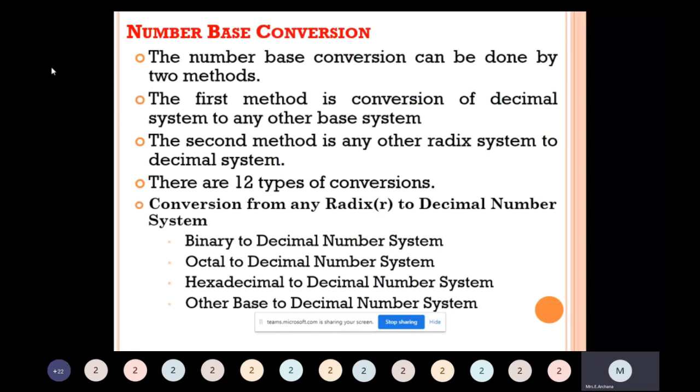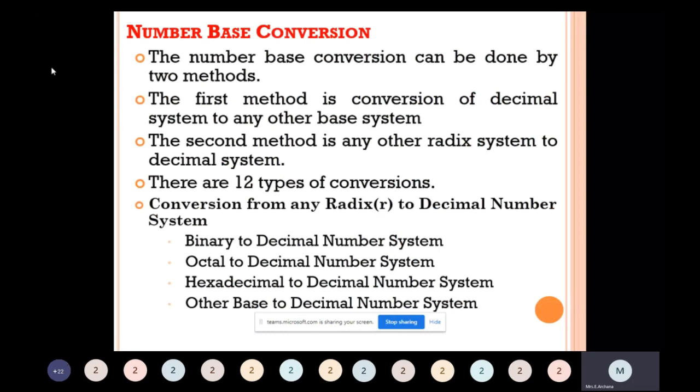That is number base conversion. It is done by two methods. The first method, we can directly convert decimal to any radix, that is any base we can convert. The second method, any radix to decimal. So the number system conversion is mainly divided into two types. The first method, decimal to any radix. The second method, any radix to decimal.